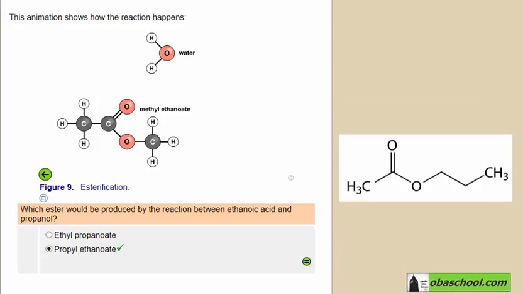Excellent. The name of the ester formed is propyl ethanoate. So the first part of the name, which ends in YL, comes from the alcohol, which is propanol, so it will be propyl, and the second part comes from ethanoic acid, so it's ethanoate. So the ester formed is propyl ethanoate.